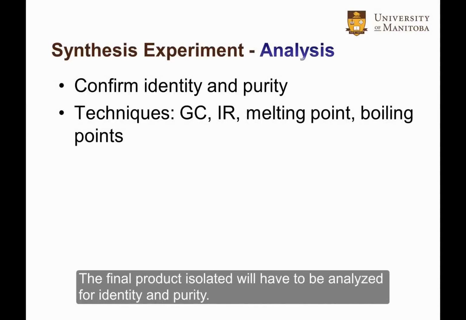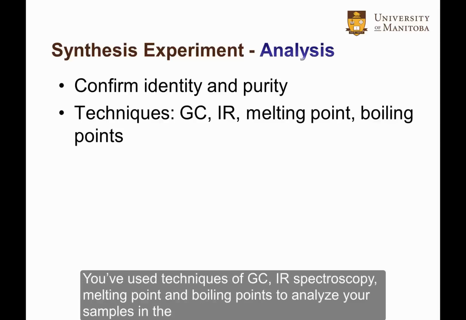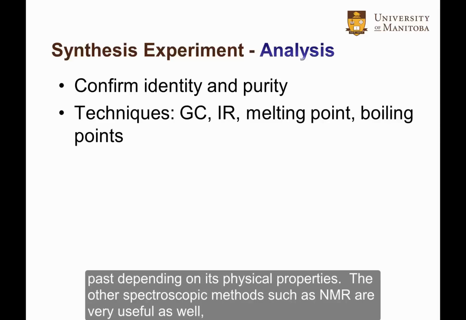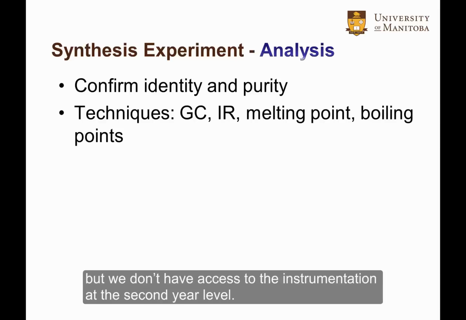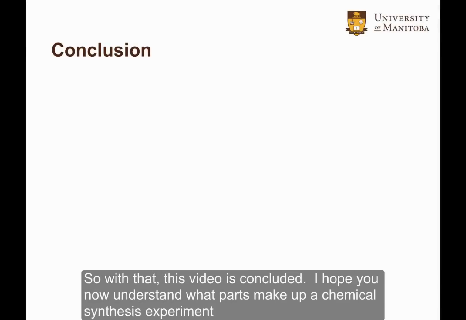The final product isolated will have to be analyzed for identity and purity. You've used techniques of GC, IR spectroscopy, melting point, and boiling points to analyze your samples in the past, depending on its physical properties. The other spectroscopic methods, such as NMR, are very useful as well, but we don't have access to the instrumentation at the second-year level. So with that, this video is concluded.